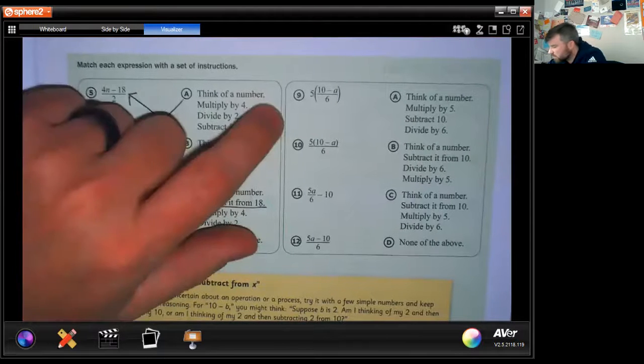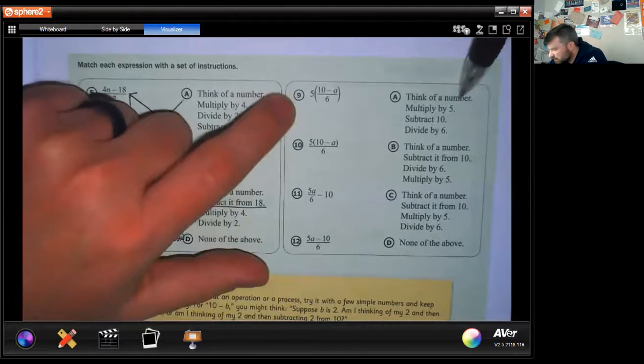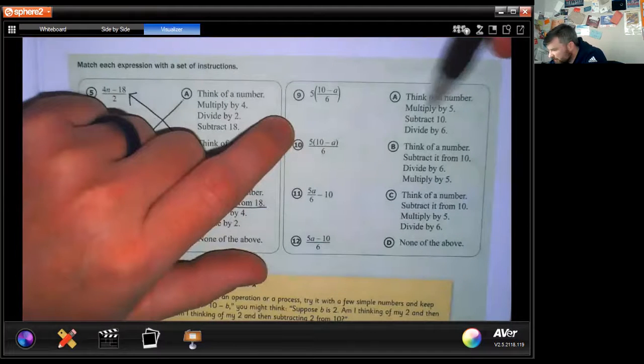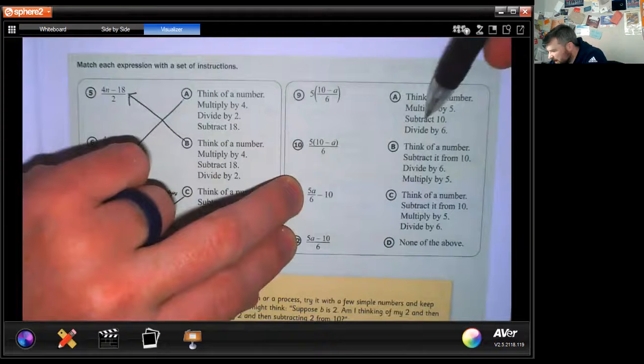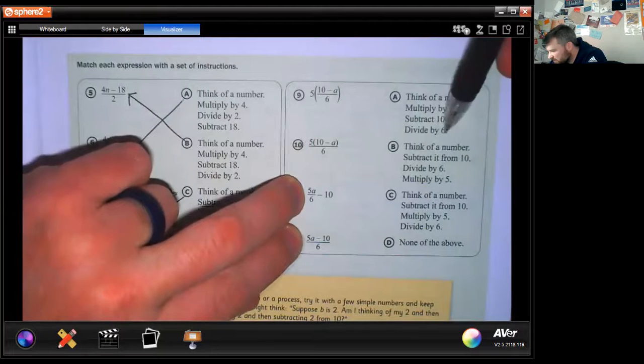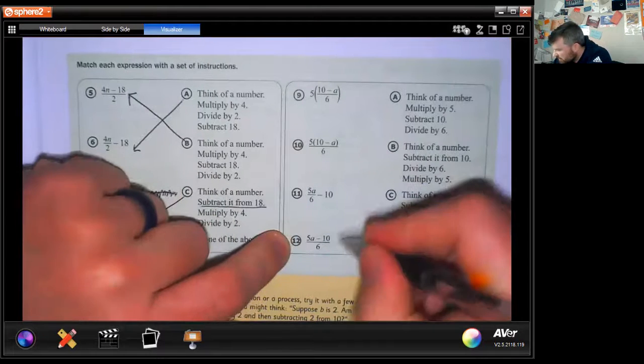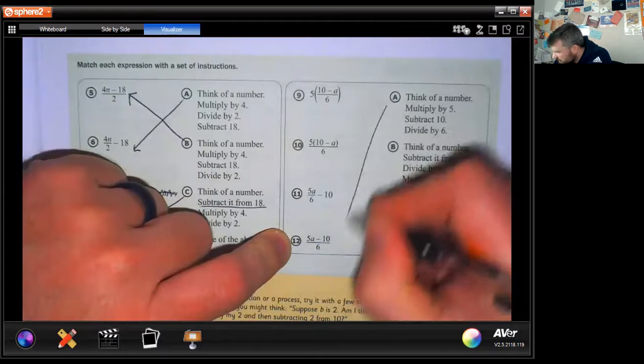Okay, so we're going to think of a number. It looks like A in this case. Multiply by 5. So I'm looking for 5A. So these two have it. Subtract 10, then divide by 6. So this one subtracts 10, then divides by 6. So this one's coming down here.